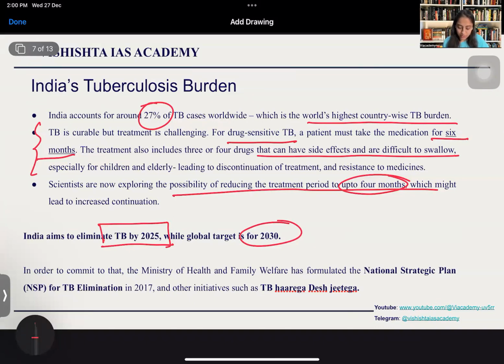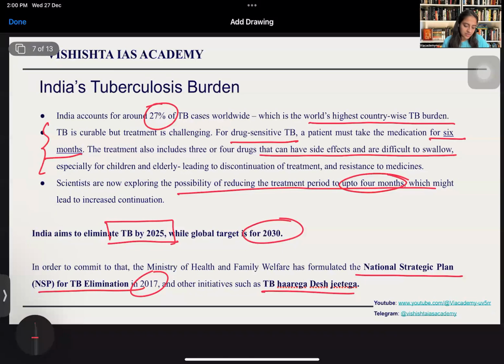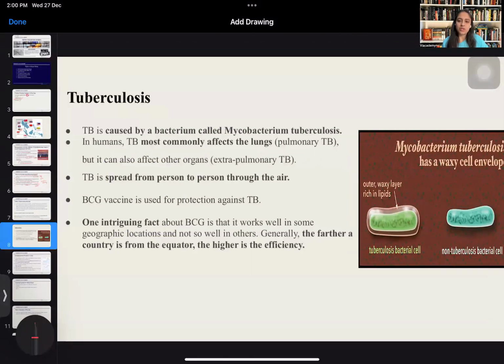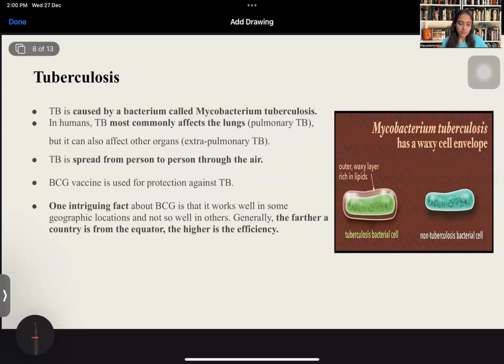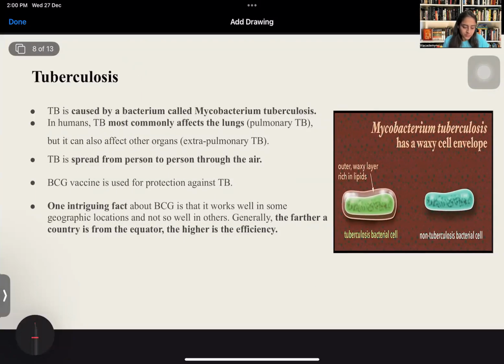And in order to commit to that, the Ministry of Health and Family Welfare has promoted various initiatives. There is a National Strategic Plan for TB elimination, which was introduced in 2017, and there are other initiatives as well, such as TB Harega Desh Jeetega. So let's see something about tuberculosis from the prelims perspective as well. If you want, you can take a screenshot of this. This will be very important for prelims.